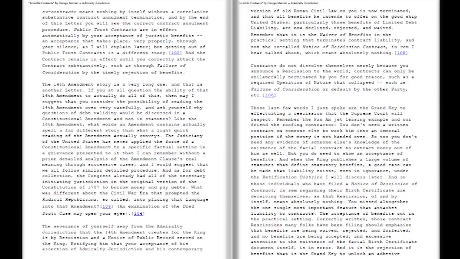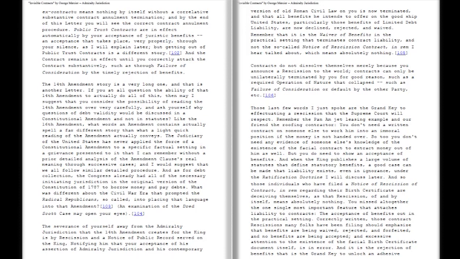You don't need a written contract on someone else to work him into an immoral position if the money is not handed over. So too you don't need any evidence of someone else's knowledge of the existence of the facial contract to extract money out of him as well. But you do need to show an acceptance of benefits. And when the King publishes a large volume of statutes that define statutory benefits, a good case can be made that liability exists, even in ignorance, under the ratification doctrine I will discuss later.